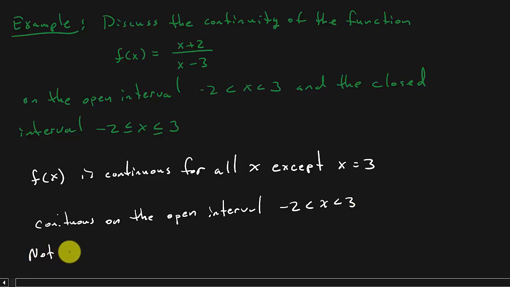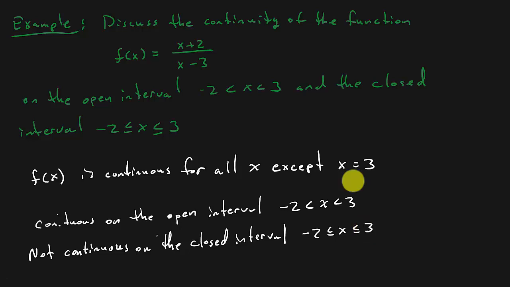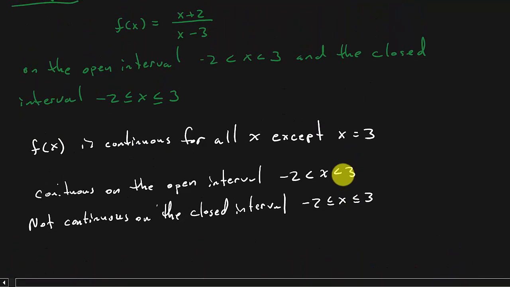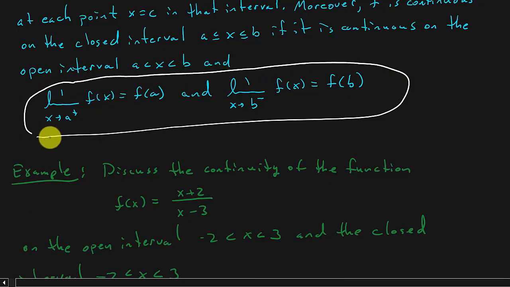But it's not continuous on the closed interval. It's not continuous on the closed interval -2 less than or equal to x less than or equal to 3. Now, what I want to do here is show you just a little more detail on this one so you can understand this part of it.